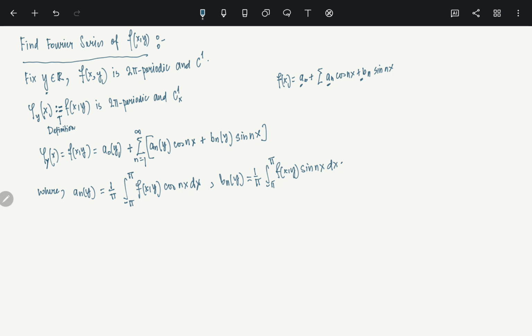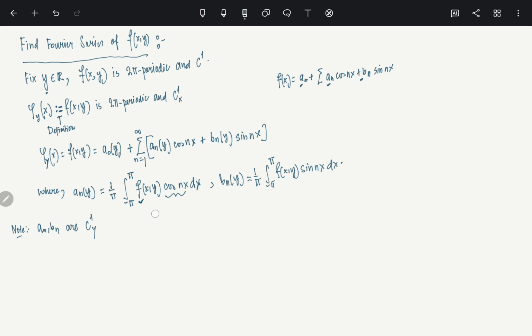Now see these coefficients. This function f is continuously differentiable with respect to x and with respect to y. Cosine is also definitely continuously differentiable. So you see these coefficients a_n and b_n, these are C1 with respect to y. Note, these are functions, right? And as y changes, the value changes.